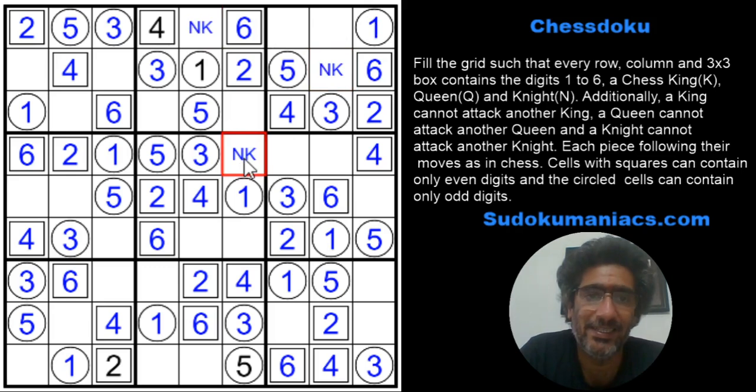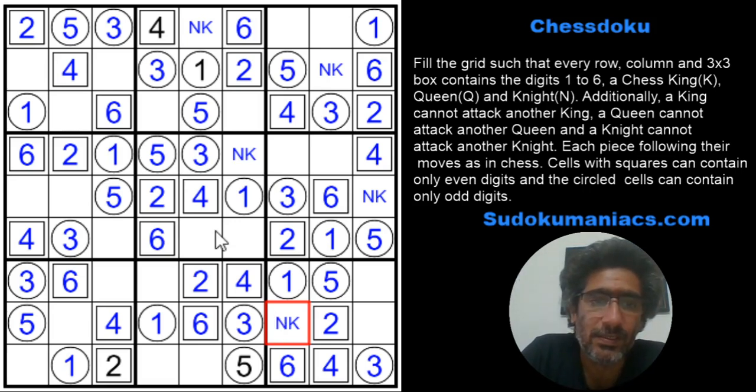Knight or a king, not the knight king of the Game of Thrones. So this knight or king cannot be here. So this will have to be placed here, which again will be placed here. So you see how we are eliminating the possibilities. So the queen is in one of these two. So this again is a knight or a king. What next?